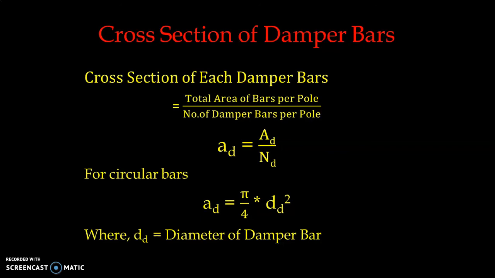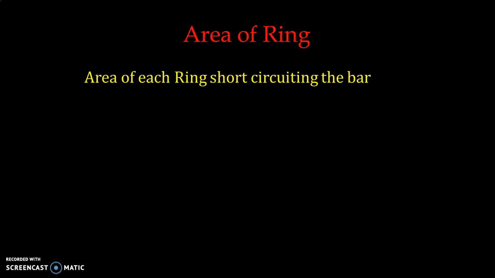So this way we can complete our design for damper winding, and at last, as I said, all the damper bars are short circuited with the ring. So the area of each ring short circuiting the bars, the area of the ring, can be considered as 0.8 of the total area of the damper bar. So this way we can complete our design of damper winding for a salient pole type of synchronous rotor.